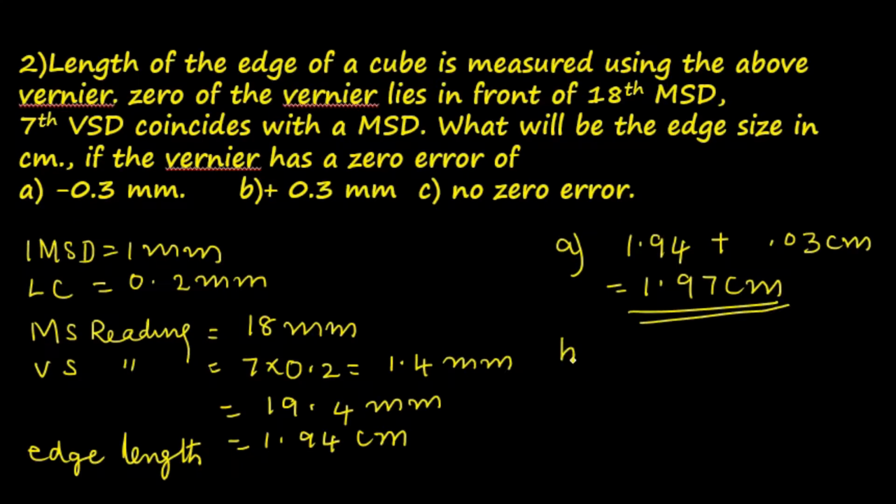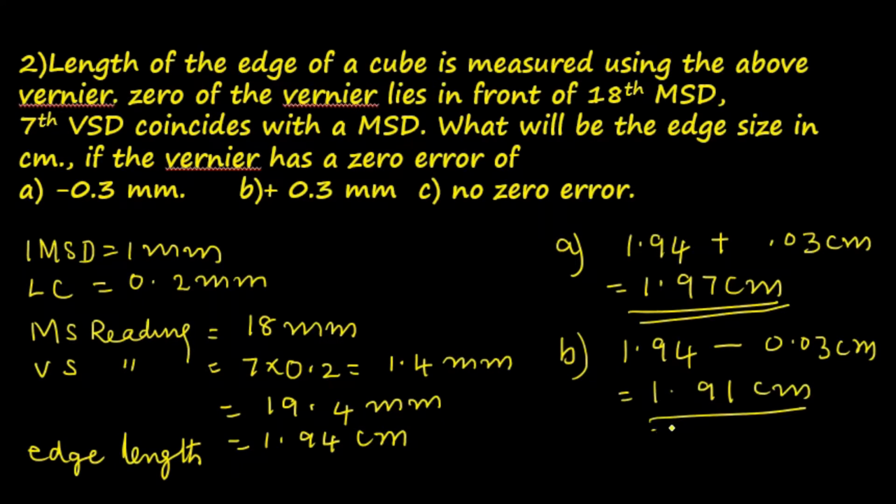So correction is negative. It becomes 1.94 minus 0.03 centimeter. That will be equal to 1.91 centimeter. This is the answer for B. For section C, when there is no zero error, the answer is already given, that is equal to 1.94 centimeter.